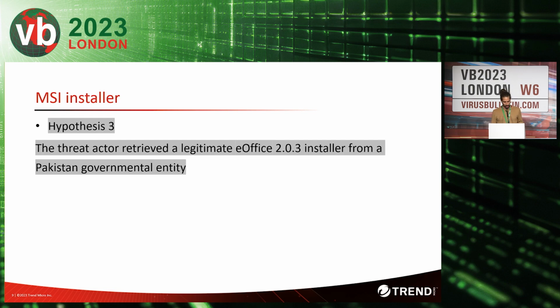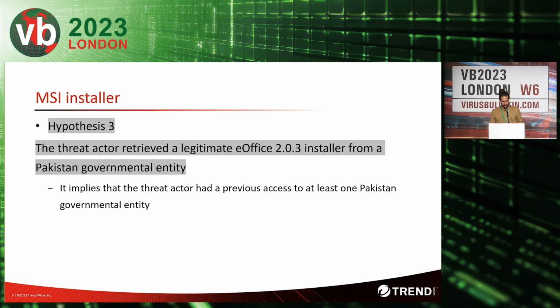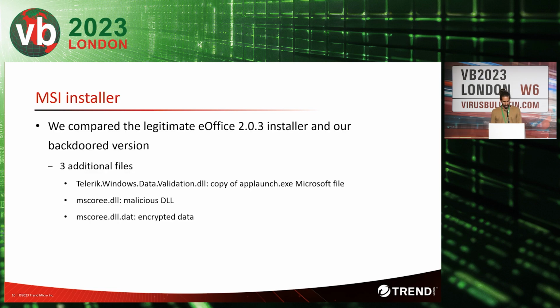The third hypothesis that we believe is the most likely, actually, is that the threat actor retrieved this legitimate e-office installer from a Pakistan governmental entity that already had access to it. So this implies that the threat actor first compromised a Pakistan governmental entity, then retrieved this installer, modified it, and used it to spread to other Pakistan entities. So now let's analyze this MSI installer itself.